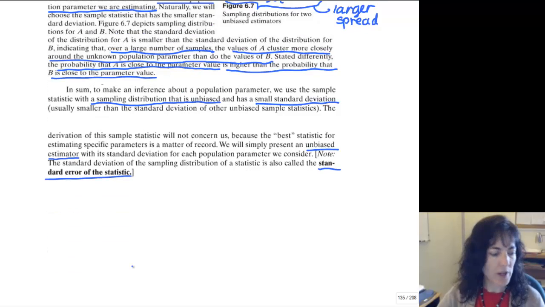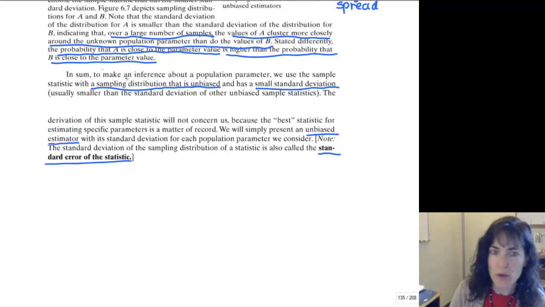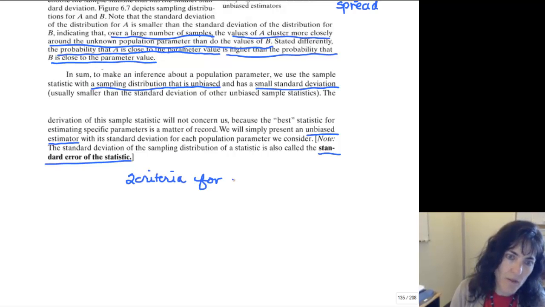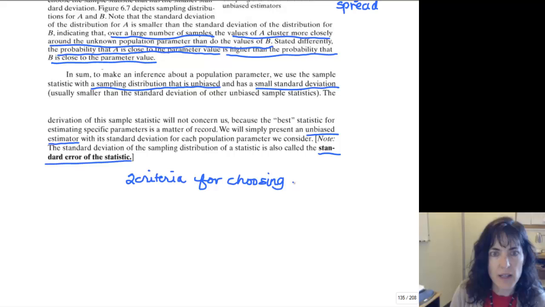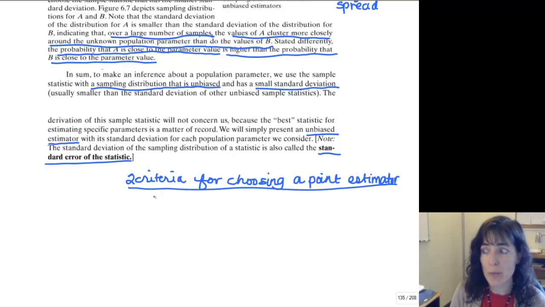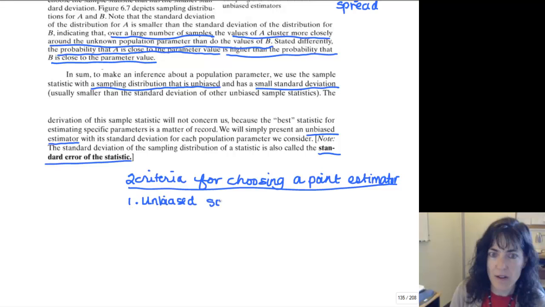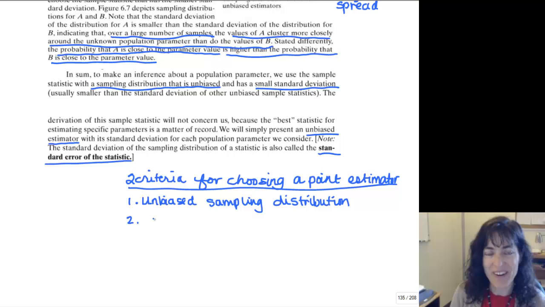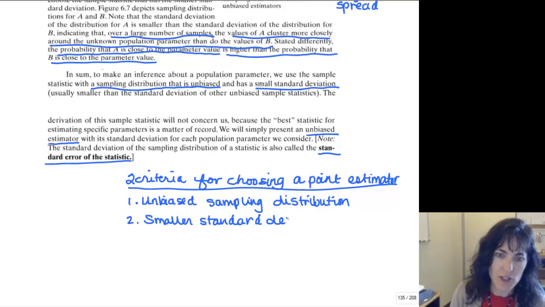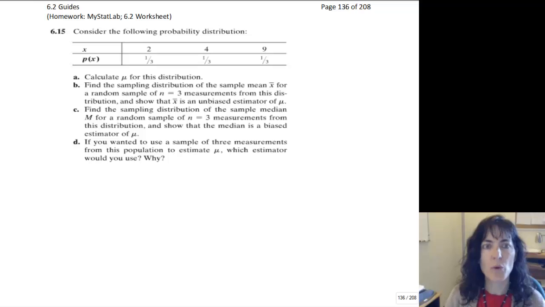Okay, so I want to list out for us 2 criteria for choosing an estimator. And so to choose our point estimator, the first thing we want to look for is an unbiased sampling distribution. And the second thing, the tiebreaker, remember, is we want the smaller standard deviation. All right, let's take a look at an example where we're going to calculate all these measures ourselves.